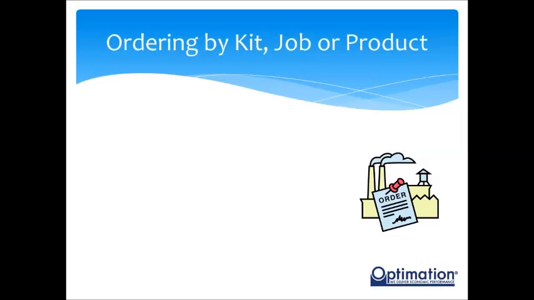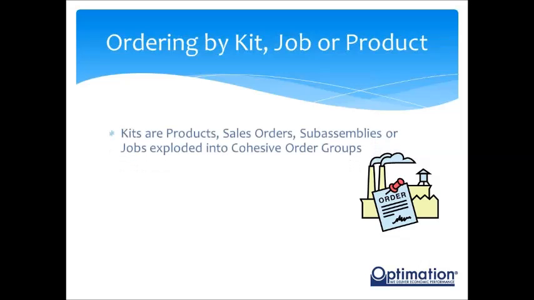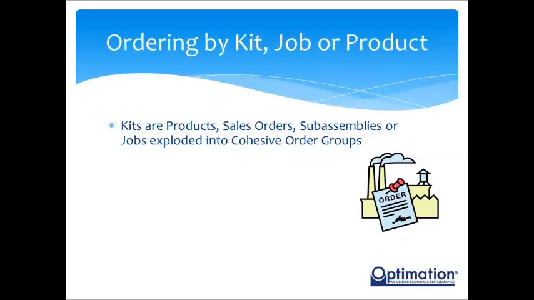The next concept I want to build upon JIT nesting with the concept of kit nesting. Okay, so now we're getting into some new strategies that may be completely new to you, whether you're an Optimation customer or not. These strategies involve defining a kit, and a kit can be defined in a number of ways. It could be a product, it could be a sales order, it could be a sub-assembly, or it could be a job from a job shop, a customer ordering things from a particular job shop.